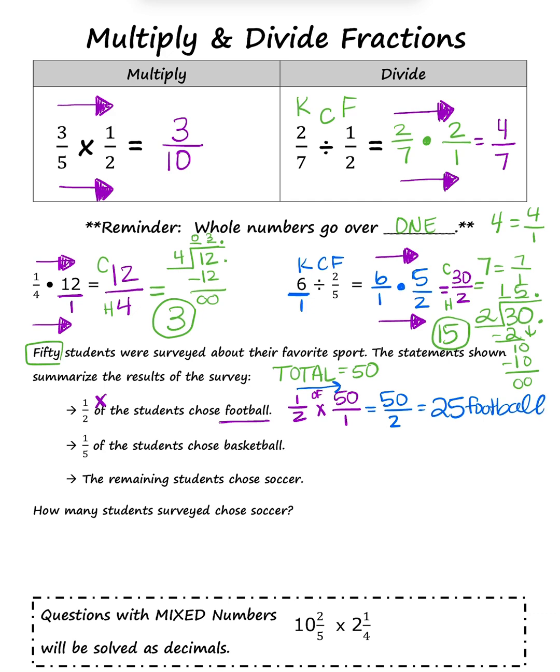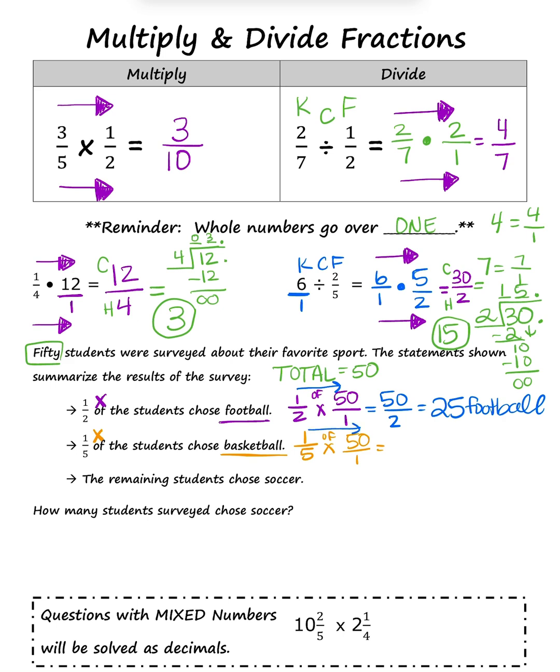So my next statement says 1/5 of the students chose basketball. So this time I'm going to go ahead and underline basketball, and I know of after a fraction means multiply. So I'm going to set it up. 1/5 of 50 again. 50 is still my total. And I'm going to put that whole number over 1.